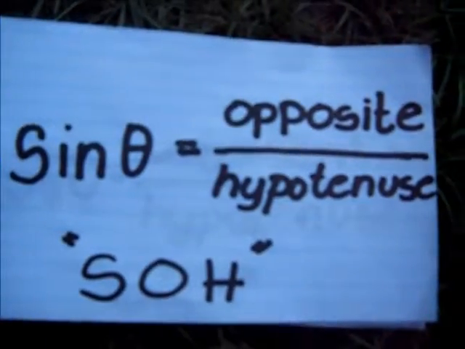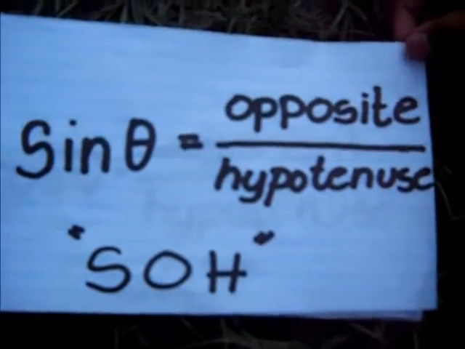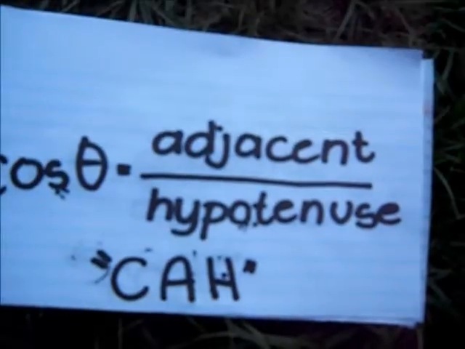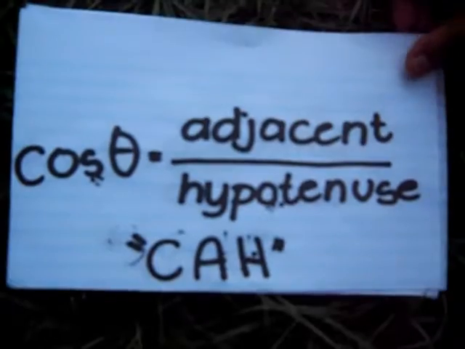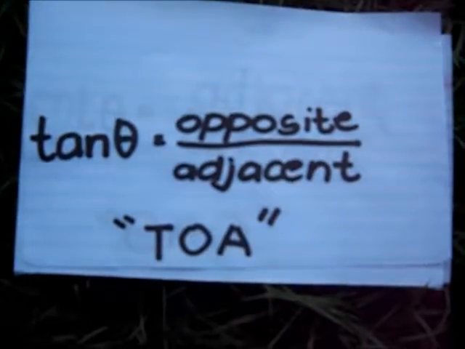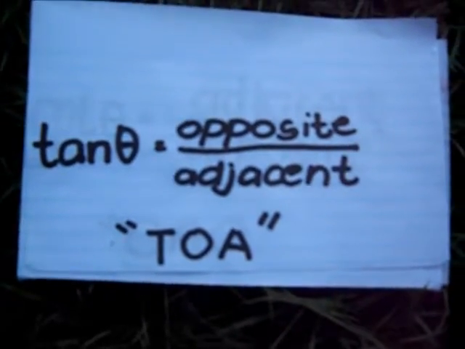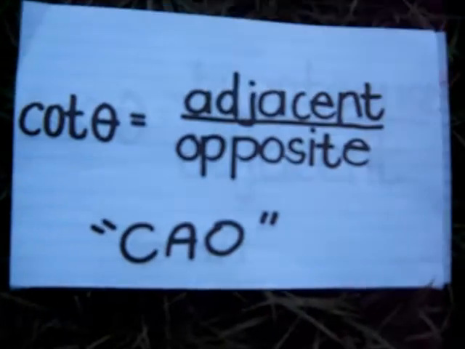SOHCAHTOA stands for: SOH, sine theta is equal to opposite over hypotenuse. CAH, cosine theta is equal to adjacent over hypotenuse. And last, TOA, tangent theta is equal to opposite over adjacent.